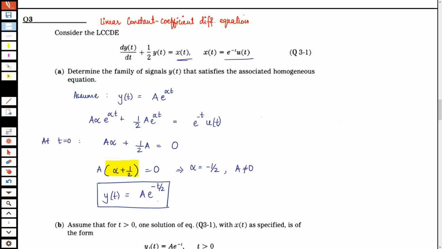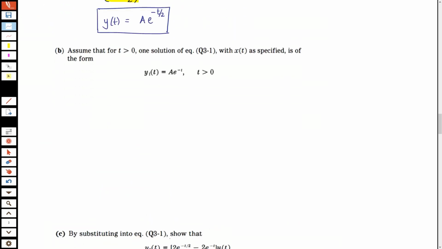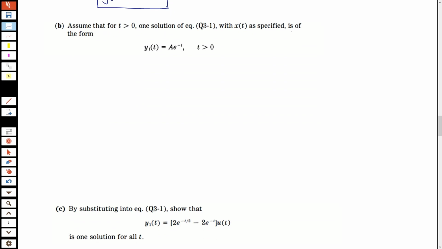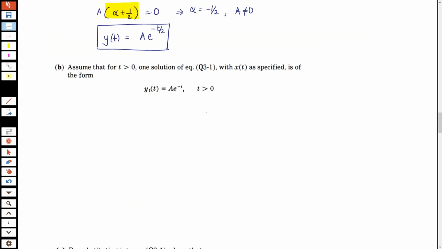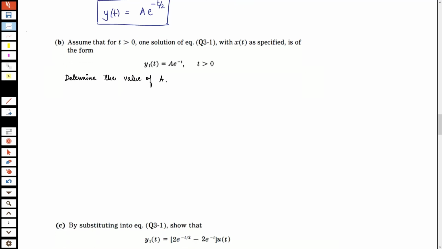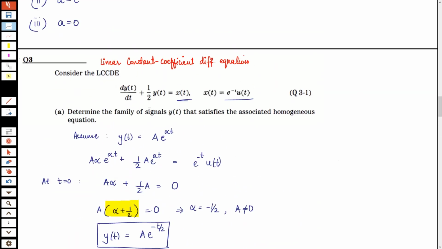The next part says, assume that for t greater than 0, one solution with x(t) as specified is of the form this. So given this, assume that for t greater than 0, one particular solution is something like this. For this, determine the value of A. That's the question. It is given that this is a possible solution. So we will be substituting this solution for t greater than 0 into the differential equation. If this is a solution, it should satisfy this relationship, right?